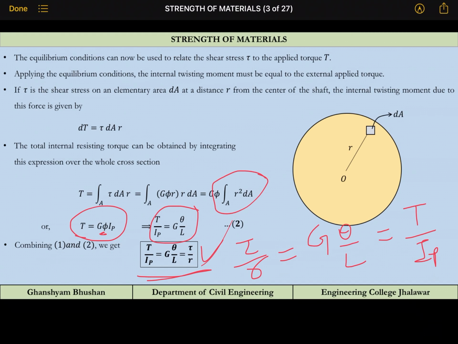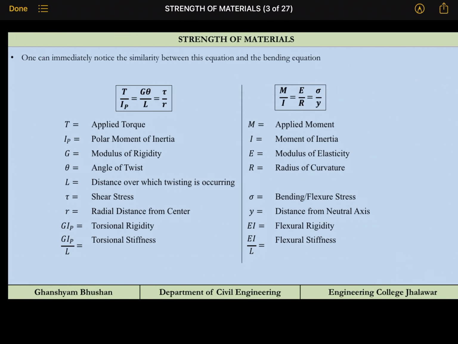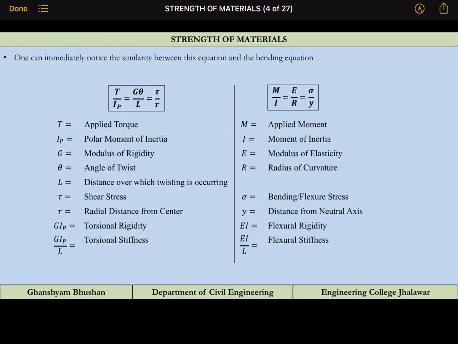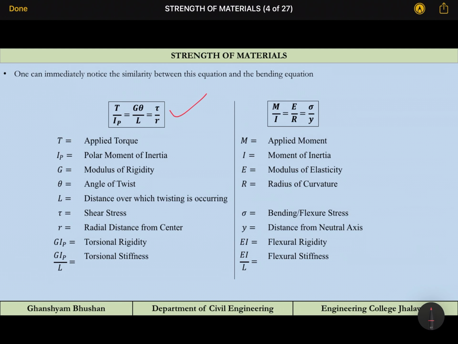So let us see a little comparison between the bending equation and the torsional equation. This is our torsional equation, this is the bending equation. Here you can see this is the externally applied moment M. Here it is the externally applied torque. Here it is moment of inertia, here it is polar moment of inertia. So the moment of inertia comes into the picture as the property of the surface which is going to resist the externally applied moment.